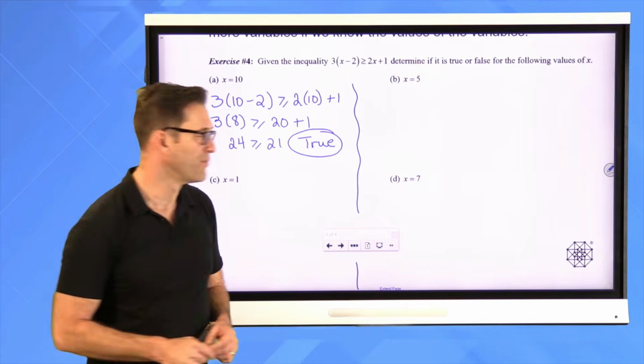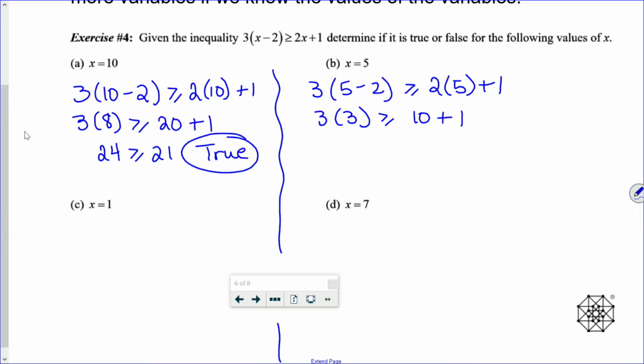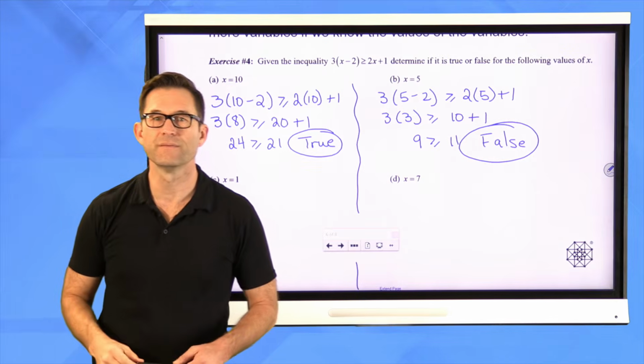All right, let's go through them. x equals 5. Let's take a look. So I have 3 times 5 minus 2 is greater than or equal to 2 times 5 plus 1. That's going to be 3 times 3 is greater than or equal to 10 plus 1. 3 times 3 is 9, so that's going to be 9 is greater than or equal to 11. 9 is not greater than 11. 9 is not equal to 11, and therefore false.